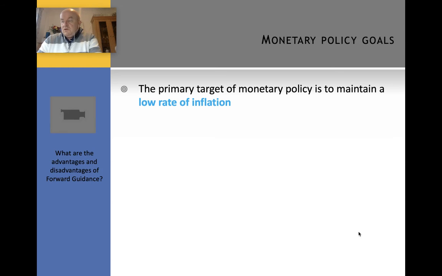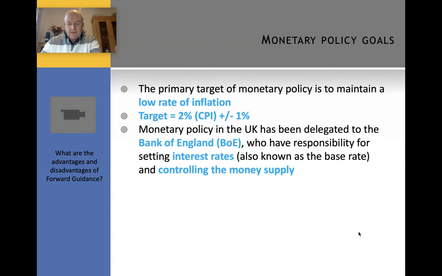But in terms of monetary policy goals, the primary target of monetary policy is to maintain a low rate of inflation, to control inflation. That's the main goal of monetary policy. The target, as we know, is 2% inflation. So the government and the economy are quite happy to have a small amount of inflation, but we don't really want it to get out of control. So 2% is the nominal target for the rate of inflation.